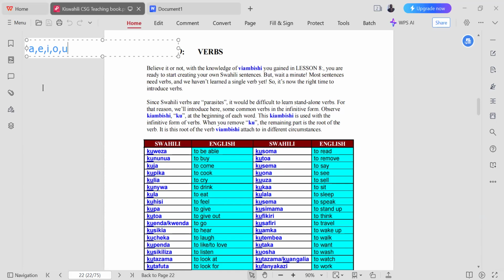For example, if you check my screen, prefixes in Swahili are called Viambishi in the plural. But when it's in singular, you call it Kiambishi.